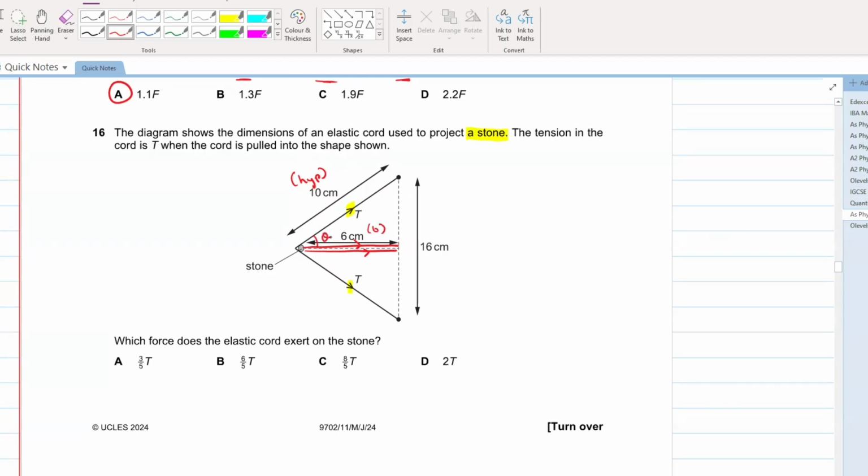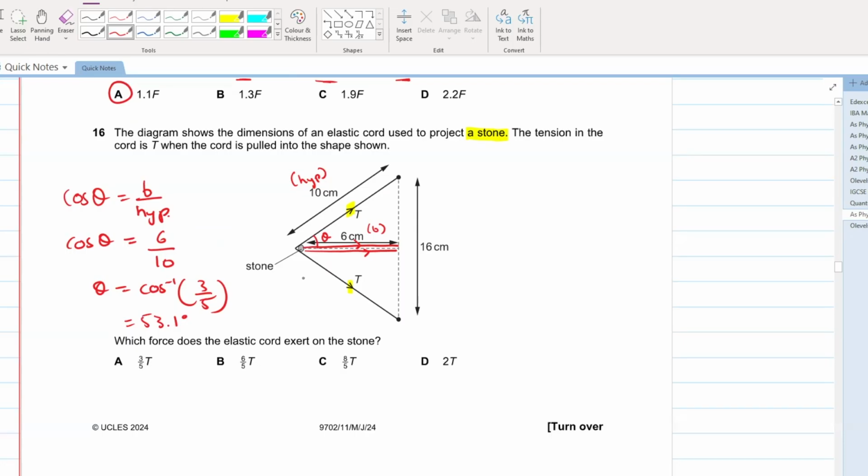Can you calculate this angle theta? Yes. Cos theta is equal to base over hypotenuse. Cos theta is equal to base, here 6, over hypotenuse, which is 10. Theta is equal to cos inverse of 3 over 5. What does this answer come out to be? Cos inverse 0.6 comes out to be 53.